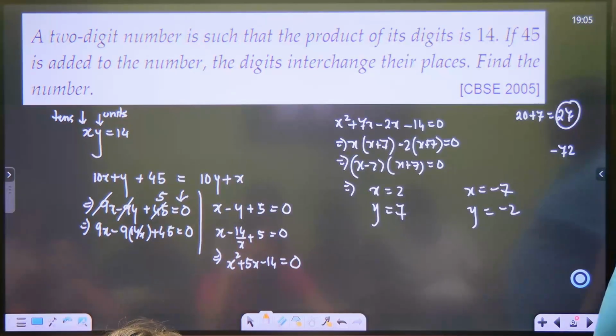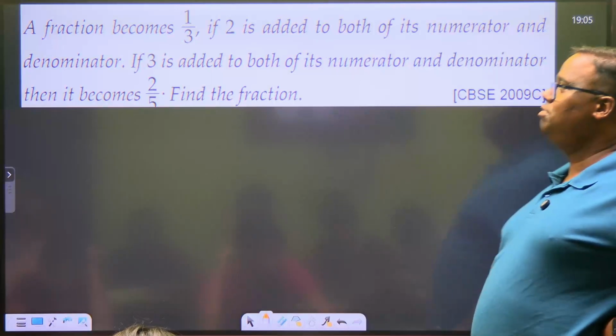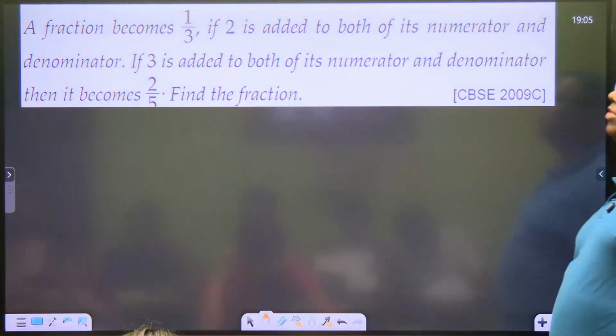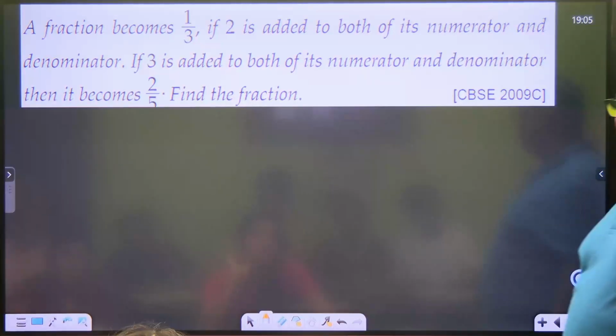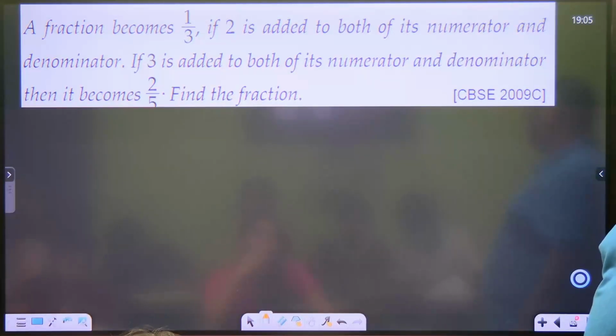Let's go to the next problem. Okay, well, let's go. A fraction becomes 1/3 if 2 is added to both its numerator and denominator, right? So make the numerator and denominator.